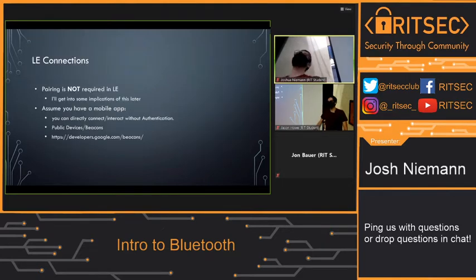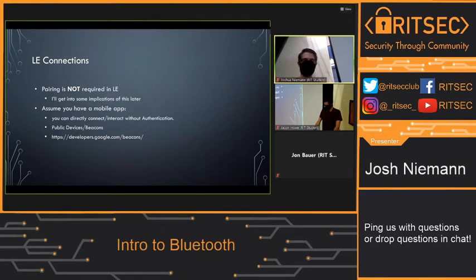Switching over to LE, pairing isn't required, which is going to cause some very, very interesting implications. What that could mean is if you have a Bluetooth device that's sitting in public, your phone can actually connect to that without any prior authentication or any notice on the user's part in some cases. I'll get back to that, but that's very important to note because it's a very important part of how LE works.